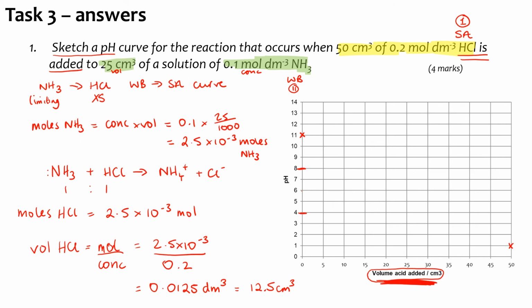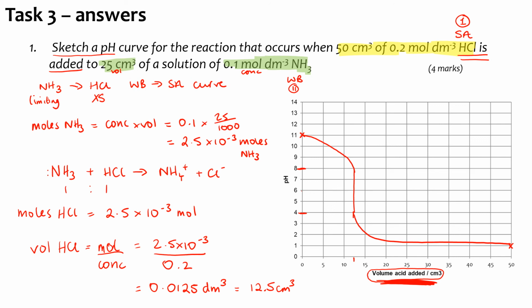So we would need to be putting the straight part of the graph just around there. So at 12.5 and between 8 and 4. So if we add the rest of the curve in, it wasn't very good, let's do that again. Something like that. Okay. And that would be the 4 marks.